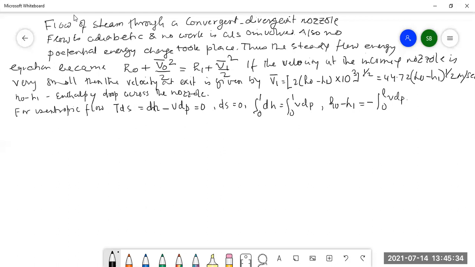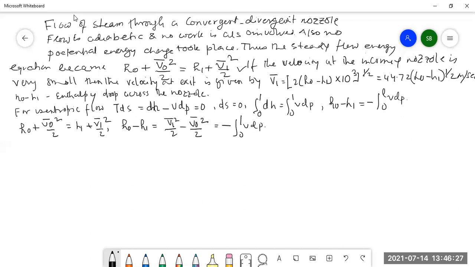Now, from the earlier equation, we can simply write H0 plus V0 square by 2 is equal to H1 plus V1 square by 2, or H0 minus H1 equal to V1 square by 2 minus V0 square by 2, which is equal to minus the integration from 0 to 1 of V dP.